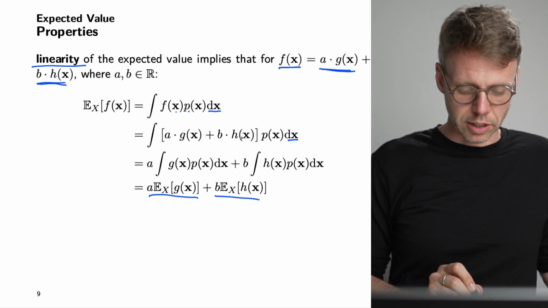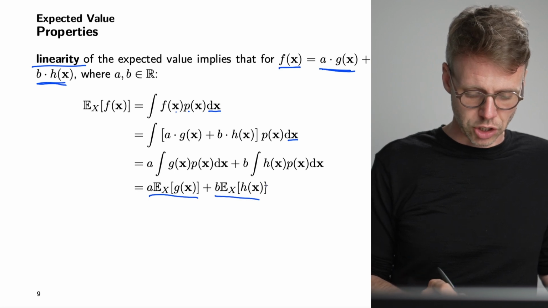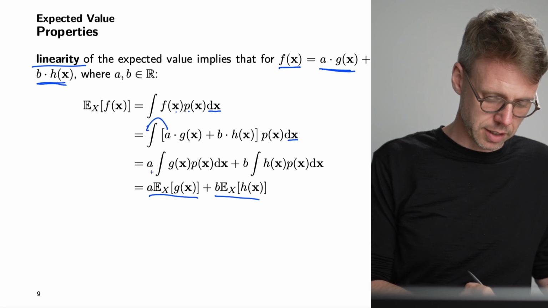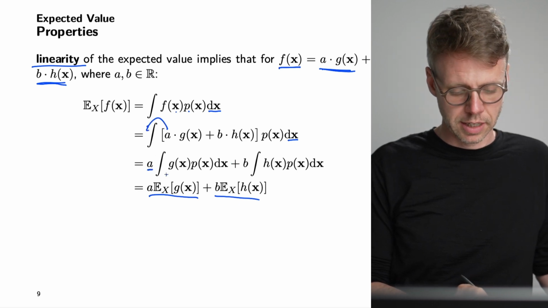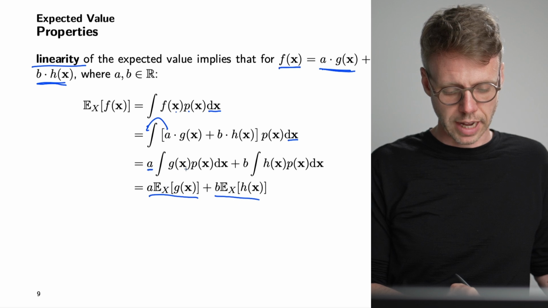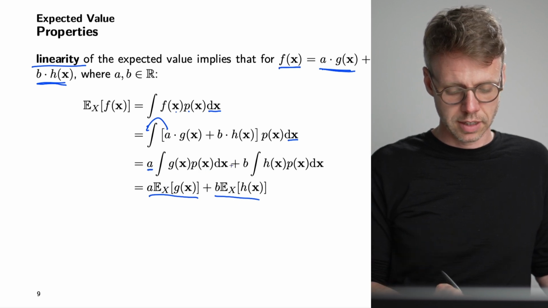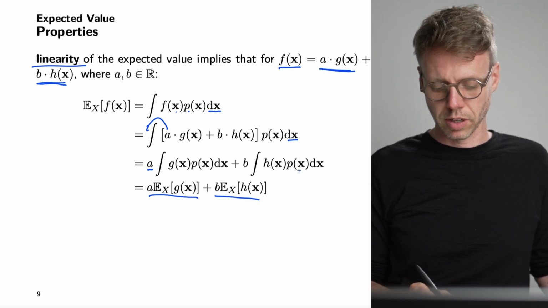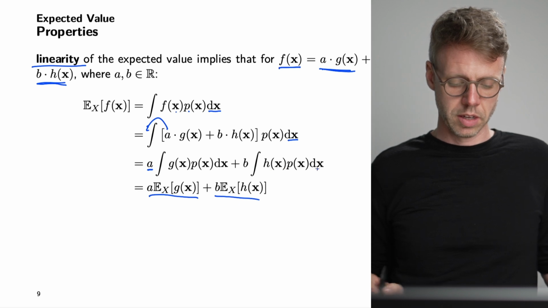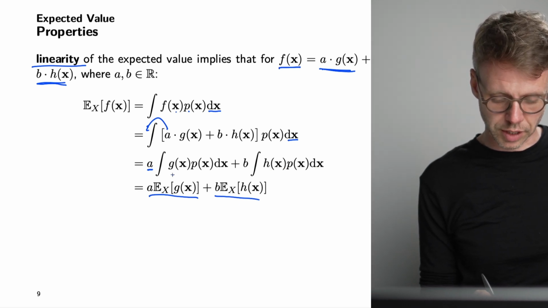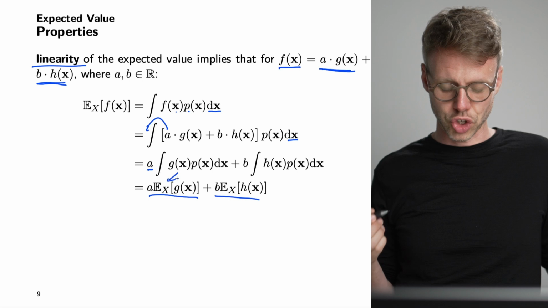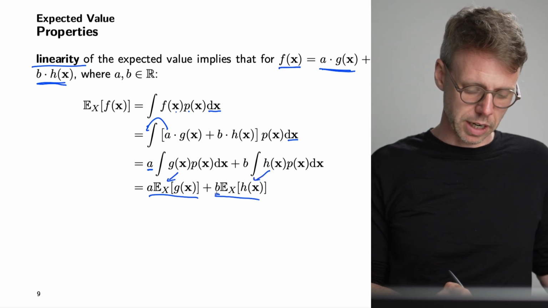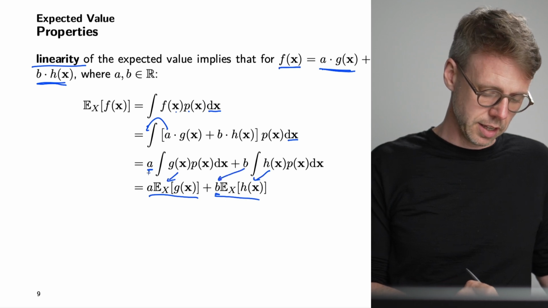As a and b are constants and we have a sum here, we can split this up into two integrals where we pull out the constants. We have a times the integral of g(x) p(x) dx plus b times the integral of h(x) p(x) dx. And these are the two definitions of the expected value of g(x) and h(x), respectively, weighted by these constants a and b.